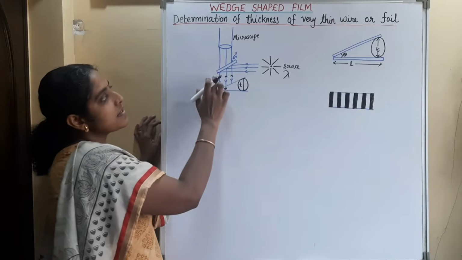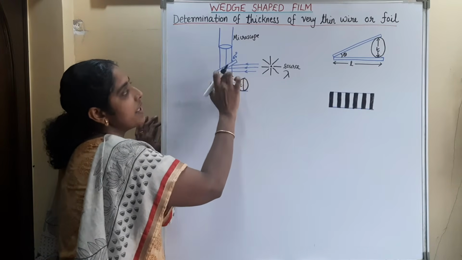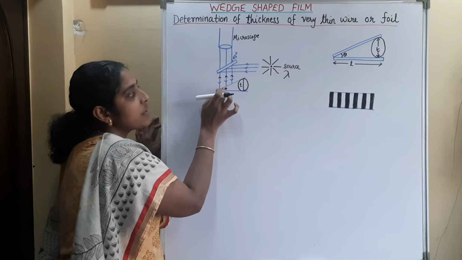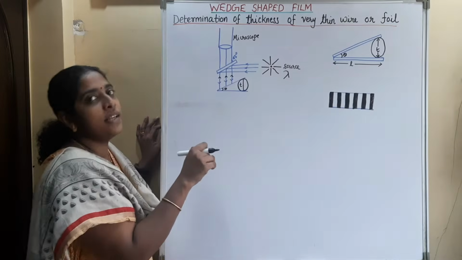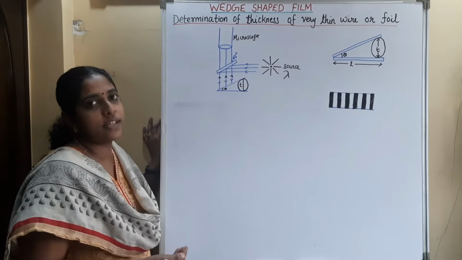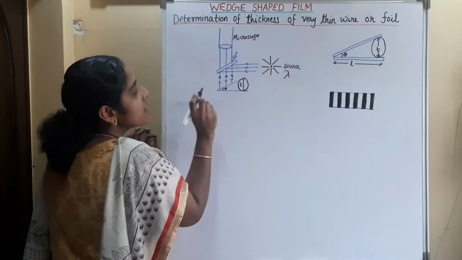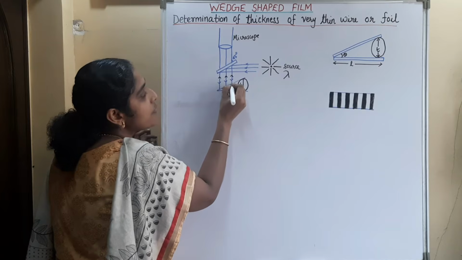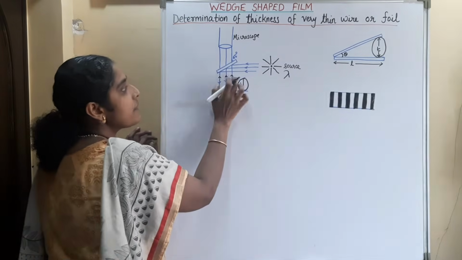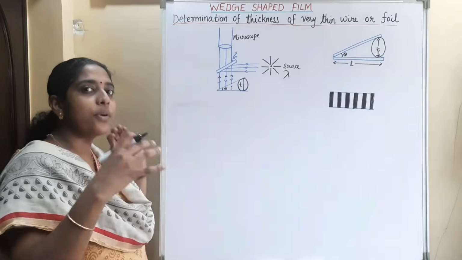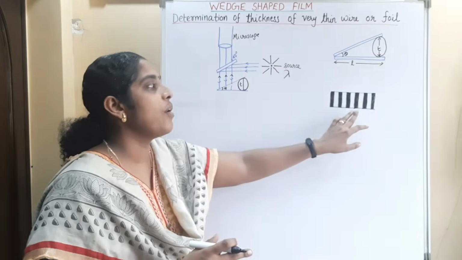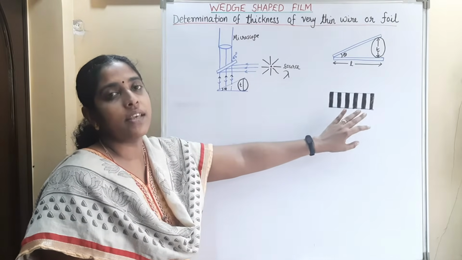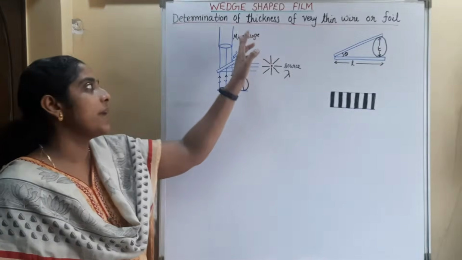For normal incidence, we kept a glass plate at 45 degrees. That means the light will be incident on this glass plate and the reflected light will be incident on the wedge-shaped film at normal incidence. Why are we making it normal incidence? In order to make cos r equal to 1. Then the light will get reflected from the top surface of the film and also from the bottom surface of the film. These reflected rays will superimpose on each other and produce an interference pattern, and we will get alternate bright and dark bands like this. These alternate bright and dark bands in the reflected system we can view through a microscope.